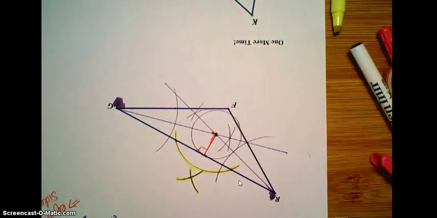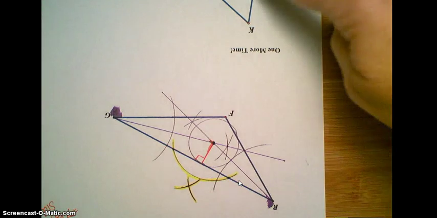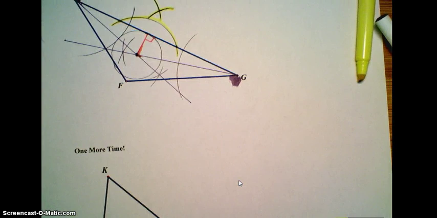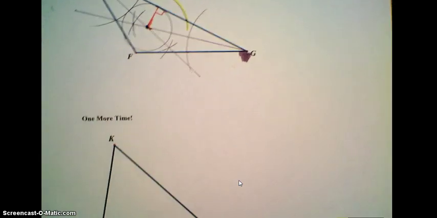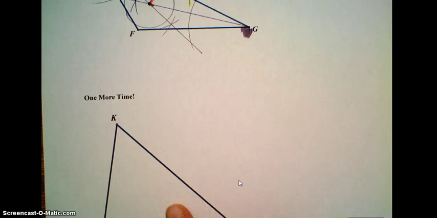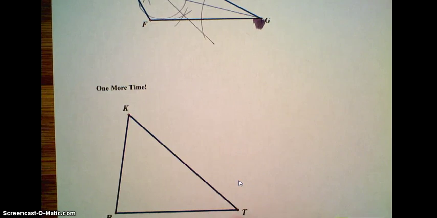Okay, so that is how you construct an inscribed circle. Hopefully when you guys do it on the example at the bottom of the page, you'll have better luck than I did at the top of the page. Okay, so again, you may want to re-watch the video before you attempt constructing the incenter, pardon me, the inscribed circle in this triangle.